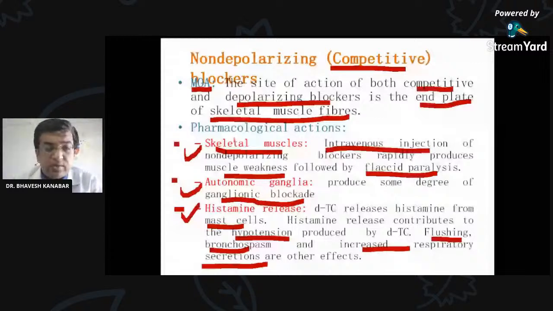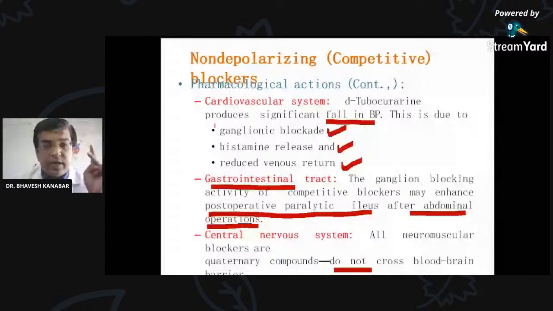It's very easy. On skeletal muscle, muscle weakness followed by paralysis; autonomic ganglia, ganglion blockage; histamine release. Because of histamine release, there is hypotension. Histamine is released from mast cells. Hypotension, flushing, bronchospasm, increased respiratory secretion. In cardiovascular system, fall in BP because of the three effects: ganglion blockage, histamine release, and reduced venous return. And in GIT, there is post-operative paralytic ileus. And CNS, they do not cross blood-brain barrier, so no effect. So try to remember this.